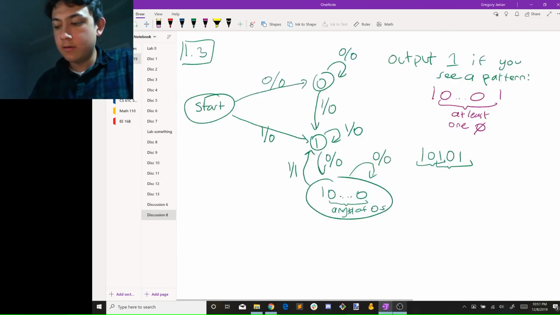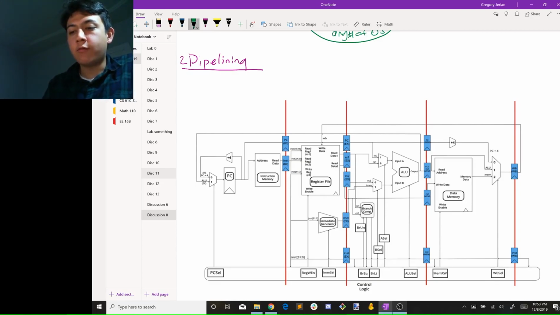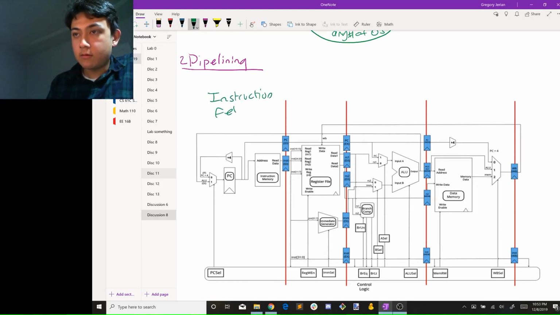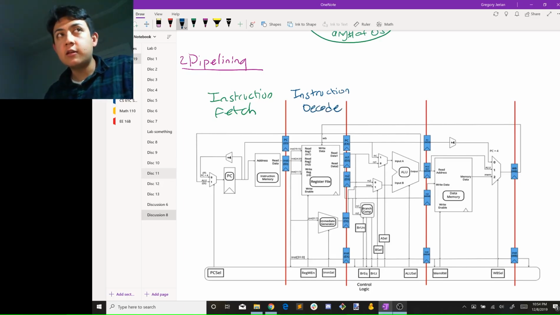Let's talk about pipelining. So, we were talking about the data path before, and now we get to figure out what the pipeline stages are. So, the pipeline stages are as follows. Instruction fetch. This is where we fetch the instruction. Instruction decode. This is where we take the instruction and we figure out the registers, what the instruction is doing.